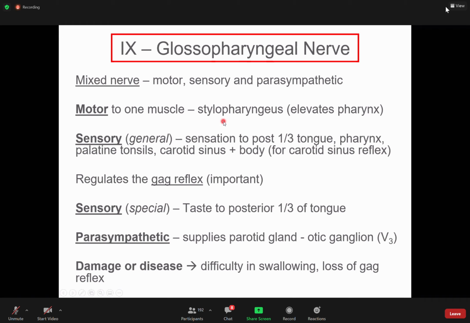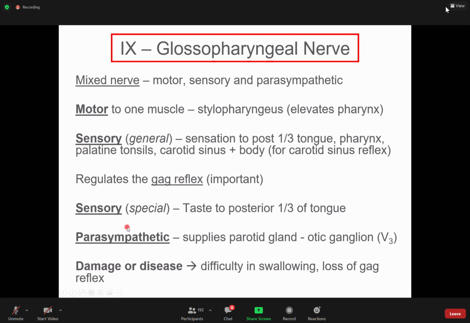Motor to one muscle, which we said is the stylopharyngeus muscle in the pharynx. Sensory to general sensations to the posterior one-third of the tongue and pharynx, palatine tonsils, carotid sinus, and the body. And it regulates the gag reflex. When we touch the posterior part of your pharynx, there's a gag reflex. So the sensory component or the afferent component of the gag reflex is controlled by the glossopharyngeal nerve.